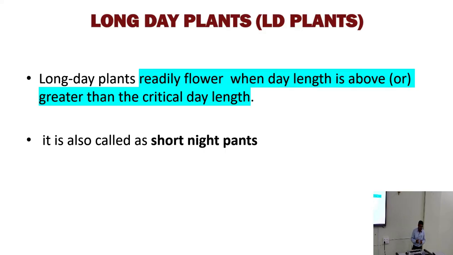So what is this long day plant? A long day plant is otherwise called a short night plant. Previously, short day plants we called long night plants. Now long day plants we call short night plants. What is this long day plant? Long day plants readily flower when day length is above or greater than the critical day length.